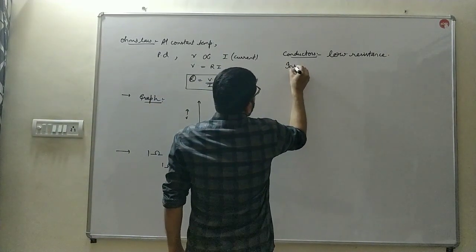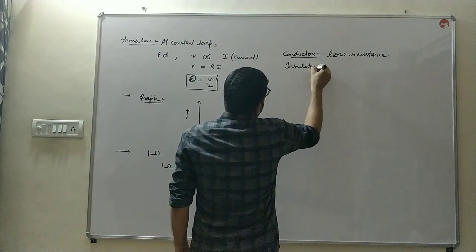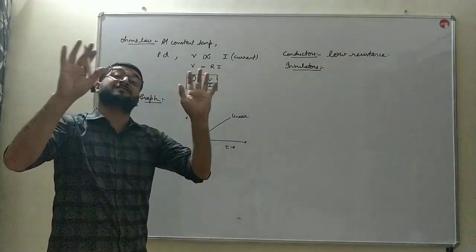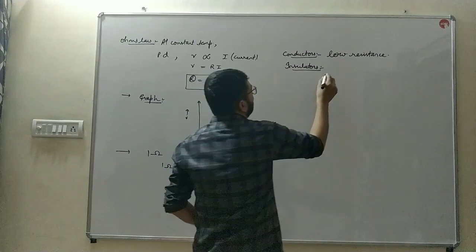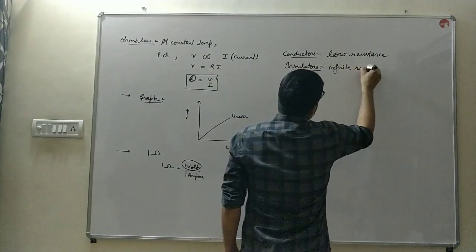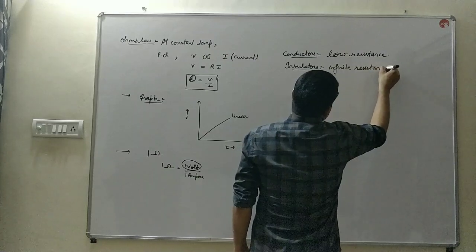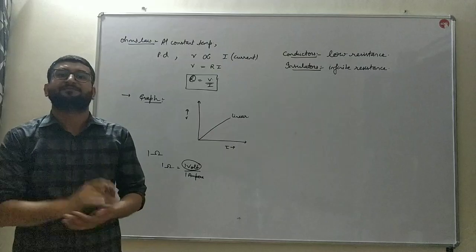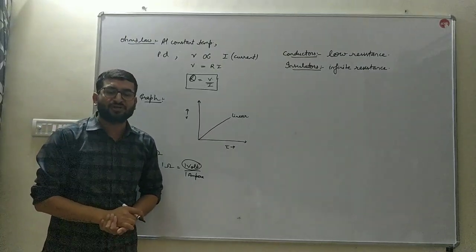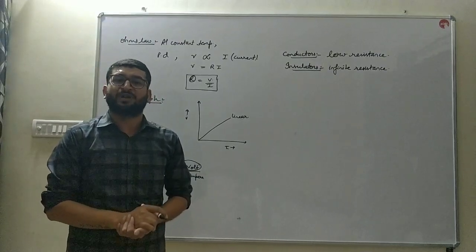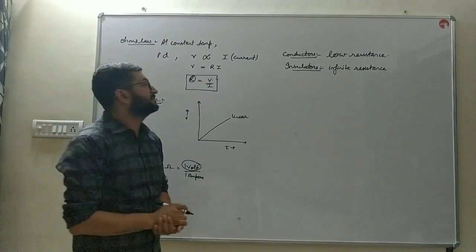Next, insulators. The materials which have a very high resistance, which have an infinite resistance, and due to that infinite resistance they do not allow the current to pass through them, are known as insulators. So the materials which do not allow the electric current to pass through them are known as insulators.